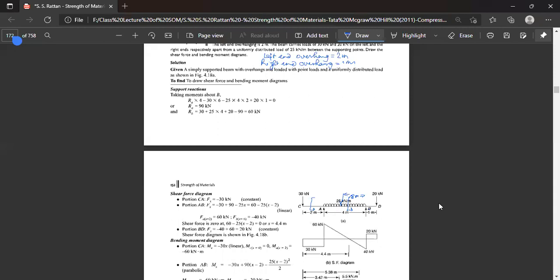For the portion BD, if we take the same section here, the force acting will be 30 minus 40, or you can take it like this: at a distance x, the shear force will be equal to 20 kilonewton, because only one force is acting from B to D.